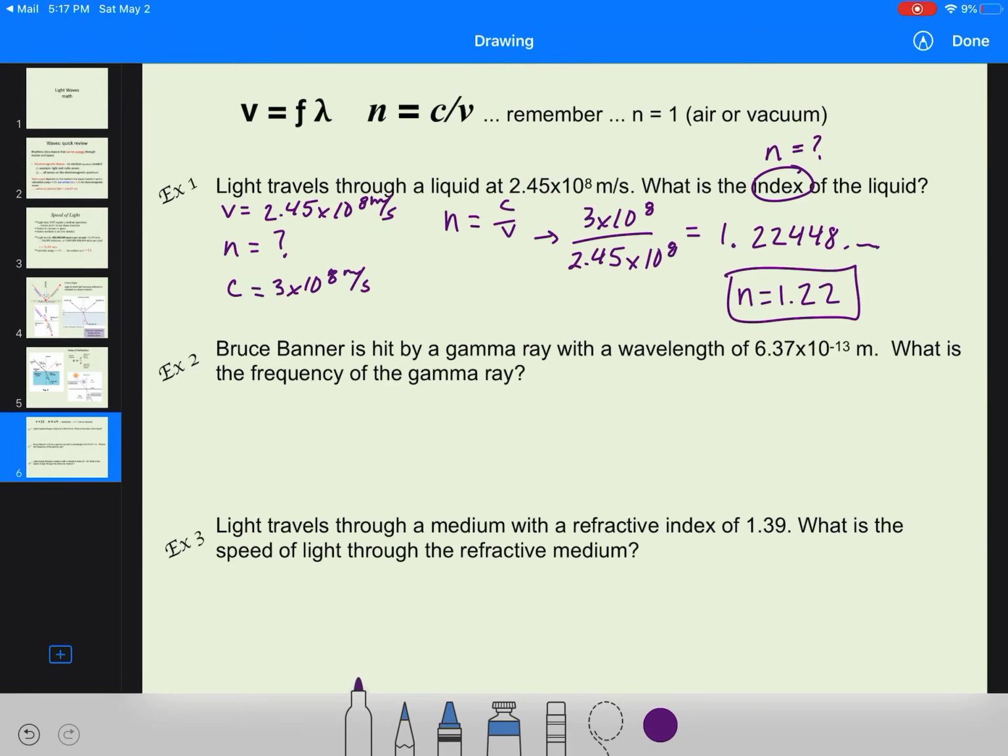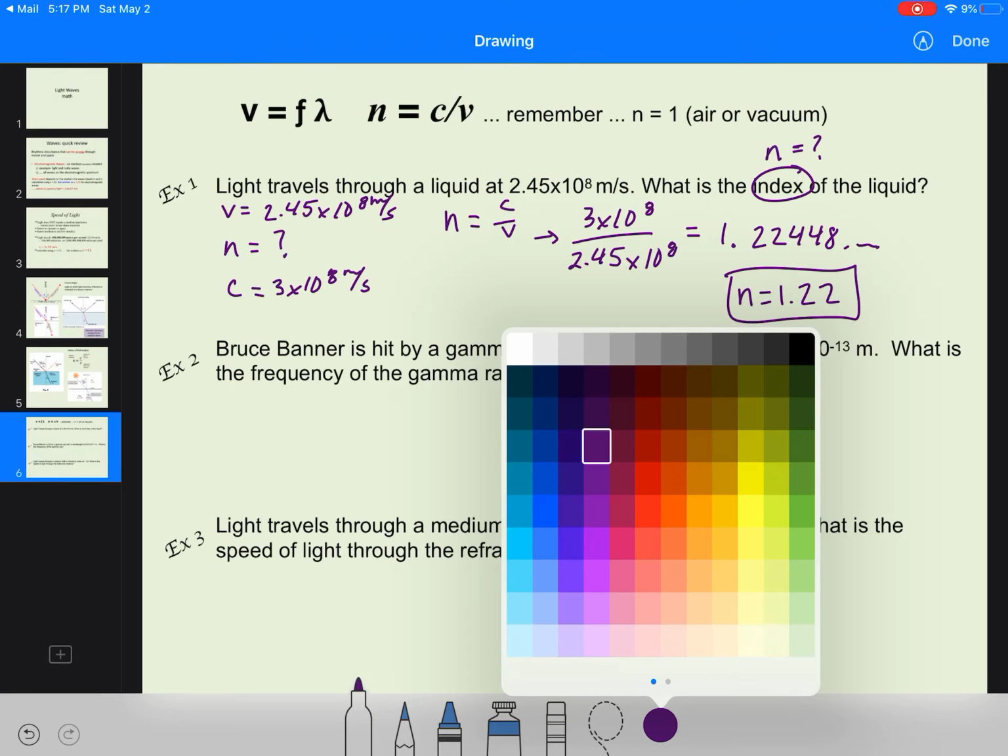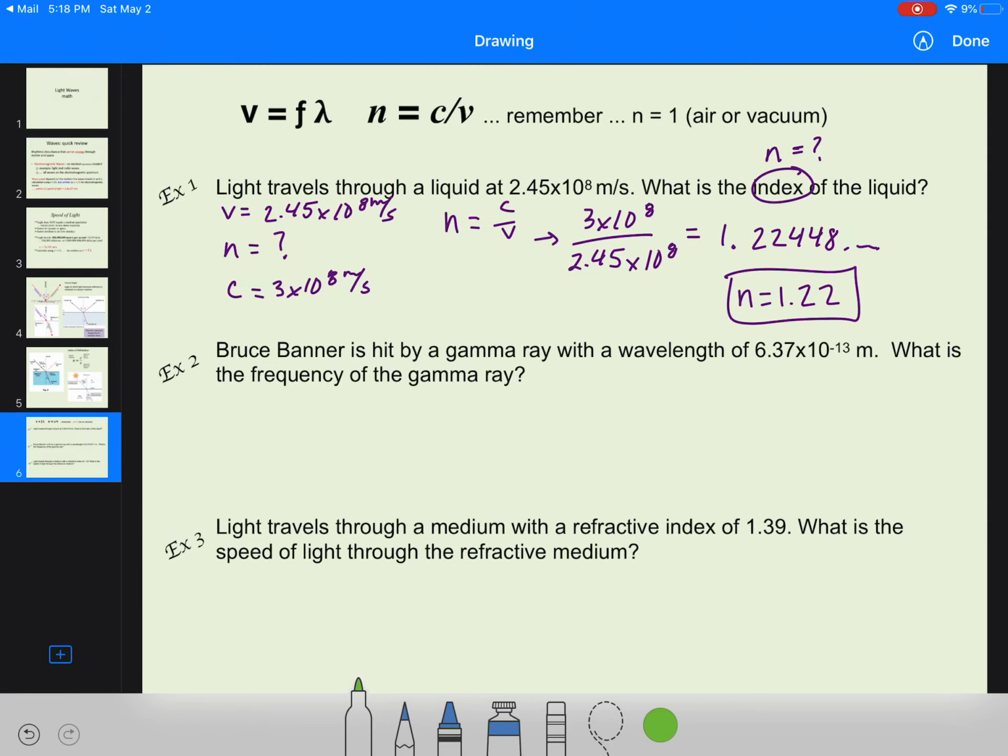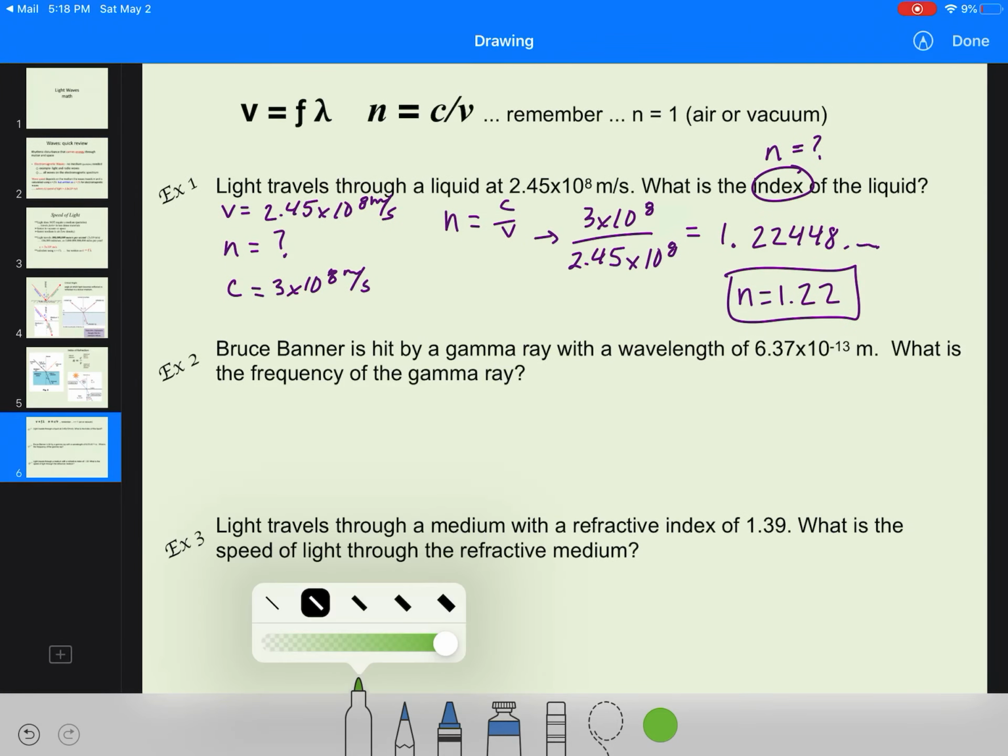Okay, all right. Bruce Banner is hit by a gamma ray with a wavelength of... Let's go with green for the Hulk, right? With a wavelength of 6.37 times 10 to the negative 13 meters. What is the frequency of the gamma ray? So we're given a wavelength of 6.37 times 10 to the negative 13 meters. And they are asking for the frequency.